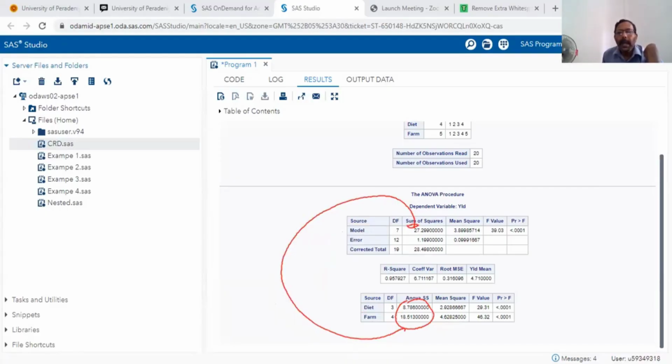Right? Not mean square, only the sums of square. So sums of square and degrees of freedom, when you add for the diet and the farm, it is same as the model one. So here, it's including the significance of both. Model significance depends on the weightage of the significance of both diet and the farm.